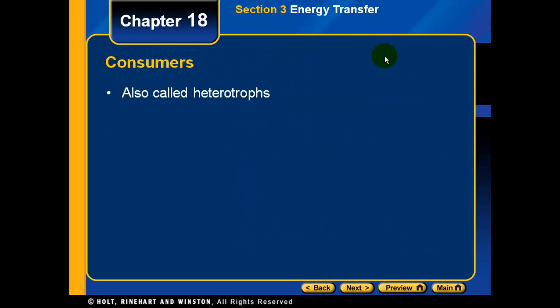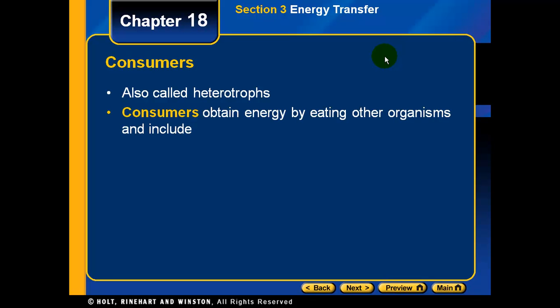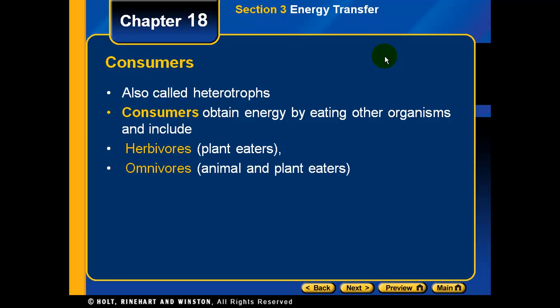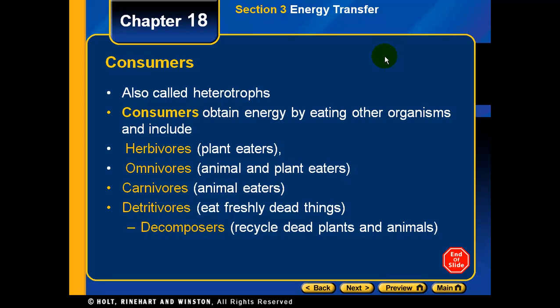All right, now consumers. Consumers are heterotrophs. They obtain energy by eating other organisms, and they include herbivores, which are plant eaters, omnivores, which eat both animals and plants, carnivores, which only eat animals, and then you have detritivores, and these eat freshly dead things. Some detritivores are decomposers, and decomposers actually will take that dead organic material and recycle it.